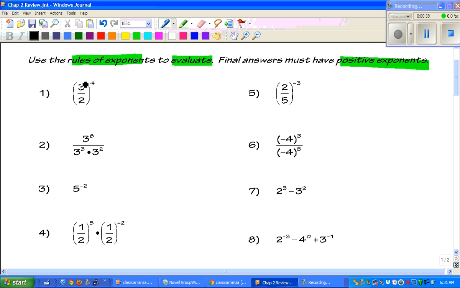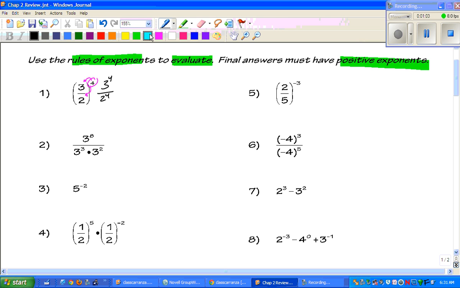Okay, so let's look at number 1. It says parentheses 3 over 2 all to the 4th power. So we have to distribute the 4. So it's 3 to the 4th over 2 to the 4th. And we can't reduce that now. We can't use the exponent rules because these are different bases.